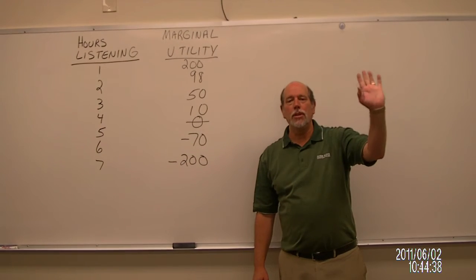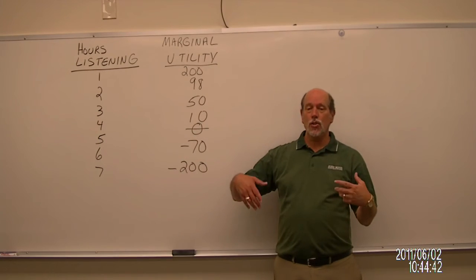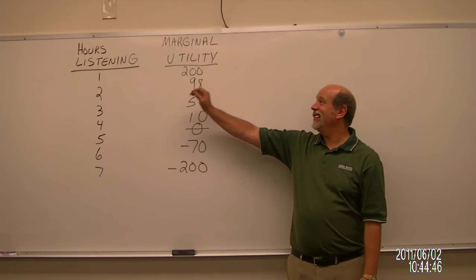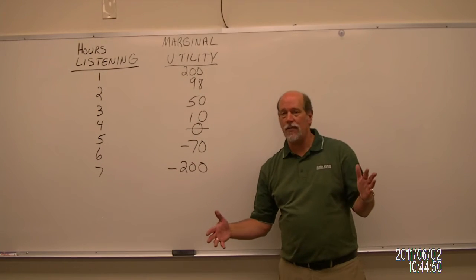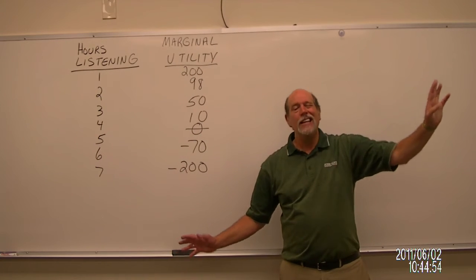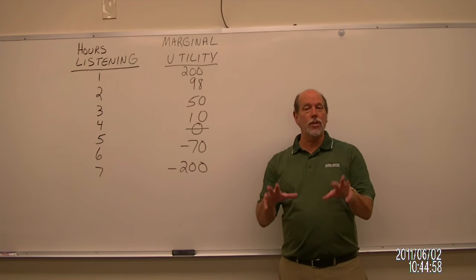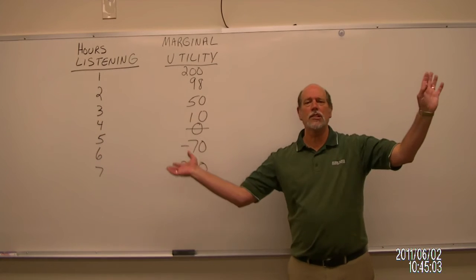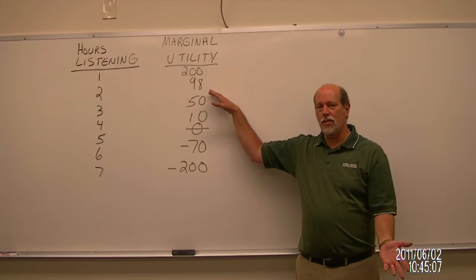Been a long week, been a crazy week. You want to forget about everything that happened. You come home, you turn on the radio. The first hour you spend listening, you get a lot of utility, 200 units of utility. What that means is you get a lot of satisfaction because you can just forget about the crazy week that you've had. If you decide to listen to another hour of music, you're still going to get some satisfaction, but not as much as that first hour when you were able to just let everything go. If we follow along here, you see that you get 98 units.